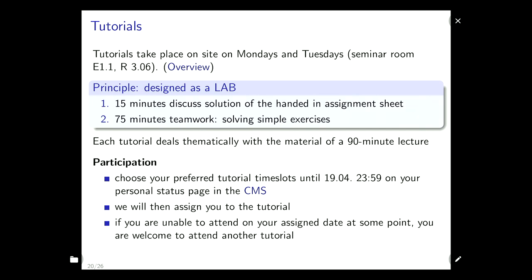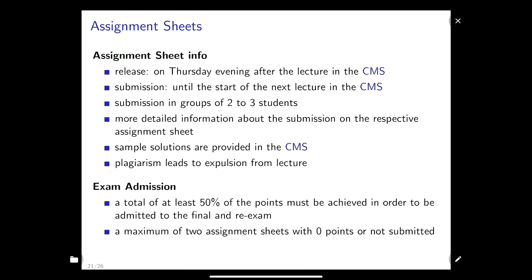Each tutorial will deal with a 90-minute lecture, of course. You should choose your preferred tutorial slots by that point in time. We will then assign you. Everything is on the slides. Assignment sheets are released after the lecture every Thursday, late afternoon to early evening. Submission is until the start of the next lecture.